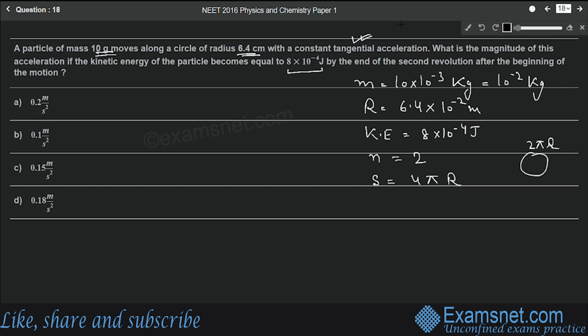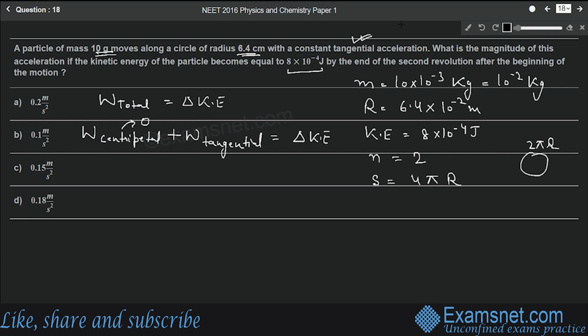Now the total work done will be equal to change in kinetic energy. Okay, work energy theorem. What are the total works done? First, work is done due to centripetal force in circular motion, and then work is also done by the tangential force. Okay, tangential force, and that is equal to change in kinetic energy. Work done due to centripetal force is always 0, right? So only work done by the tangential force will be applicable here.